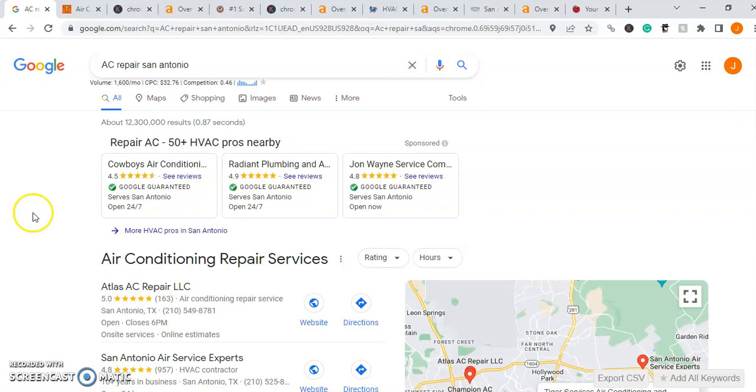So, first off, if you take a look at the top here, we're looking at AC Repair San Antonio, which generates about 1,600 searches every single month. However, you have to think of the bigger spectrum here. There's a lot more searches out there when you account for other search terms like AC installation or maybe AC repair near me. So there's a lot of possibilities, but for the sake of time in this video, we're just going to focus on this one search term.